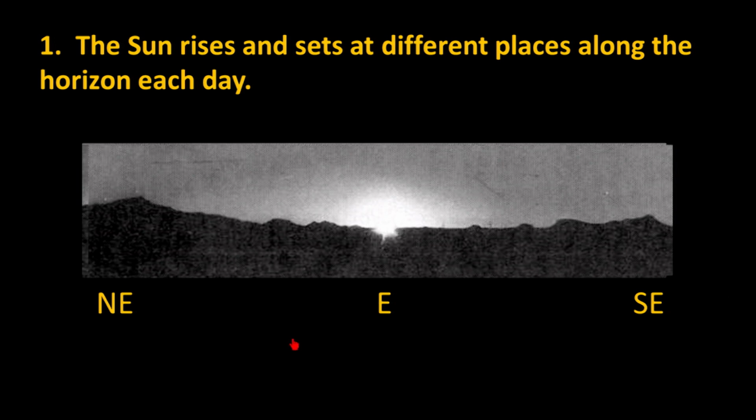Now, before I go on to the next topic, or at least the next observed fact, what's really critical to understand is that if the sun is going to rise in one particular place along the eastern horizon, it will set in the identical place along the western horizon. So an example is, if the sun rises north of east, it will set north of west. If it rises due east, it will set due west. And if it rises south of east, it will set south of west.